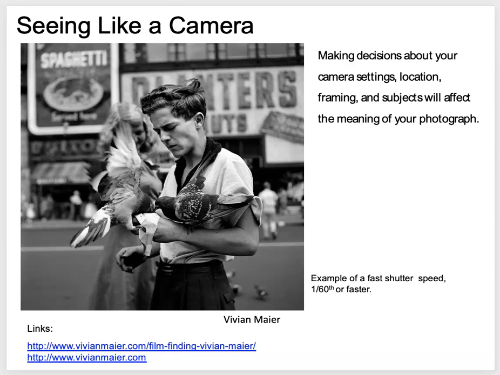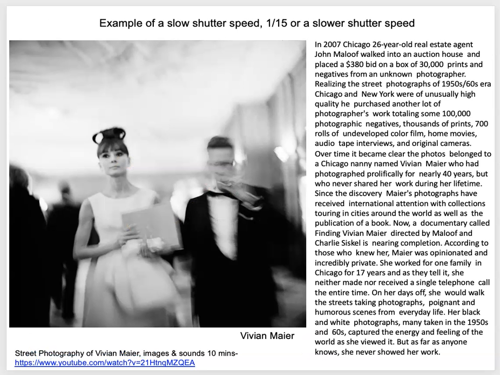This is the work by Vivian Maier. She's a really interesting photographer. There's a couple of links here. And this is a great example of a faster shutter speed, right? Because we're stopping the motion of these birds and minimum depth of field.